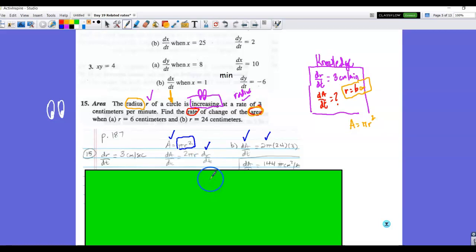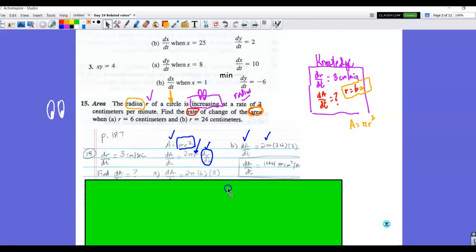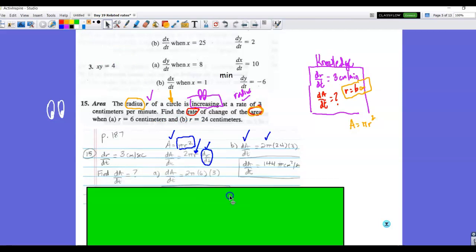So after I have differentiated, now it is time for substitution, because I know what dr/dt is, they gave me that. I know what the radius is, they gave me that. And so all I have to now do is substitute the numbers in, and I'm not going to use a calculator. I'm simply going to leave this as an exact value. Be careful with the units.